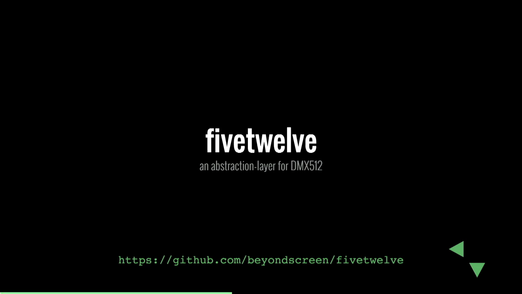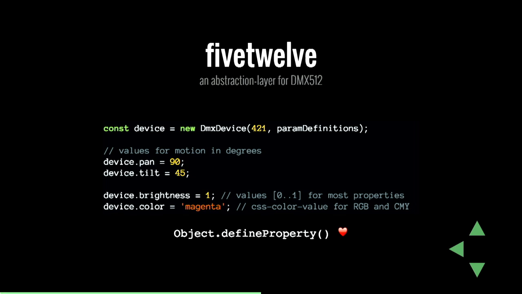Code looks like this. So I have a DMX device. The first parameter is an address. The second parameter is a list of all the parameters that device accepts. I left them out because it's usually a really, really long list. Once I have this device, I can just assign values to a property, which is quite amazing what defineProperty allows me to do there. There is also automatic conversion from degrees to the internal system of the moving heads, and even every CSS color value is automatically translated into CMY color format.